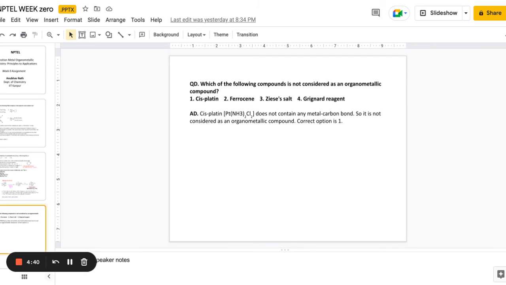The last question is which compound is not considered an organometallic reagent. The options are cisplatin, ferrocene, Zeise's salt, and the Grignard reagent. In the Grignard reagent there is a metal-carbon bond, and the metal is magnesium. Zeise's salt is platinum bound to an ethylene moiety, so it is also an organometallic compound. In ferrocene, we have an iron and two Cp moieties, so it is also an organometallic compound. But cisplatin is Pt(NH3)2Cl2, where there is no metal-carbon bond. That's why it is not considered an organometallic compound. So the correct option is 1.